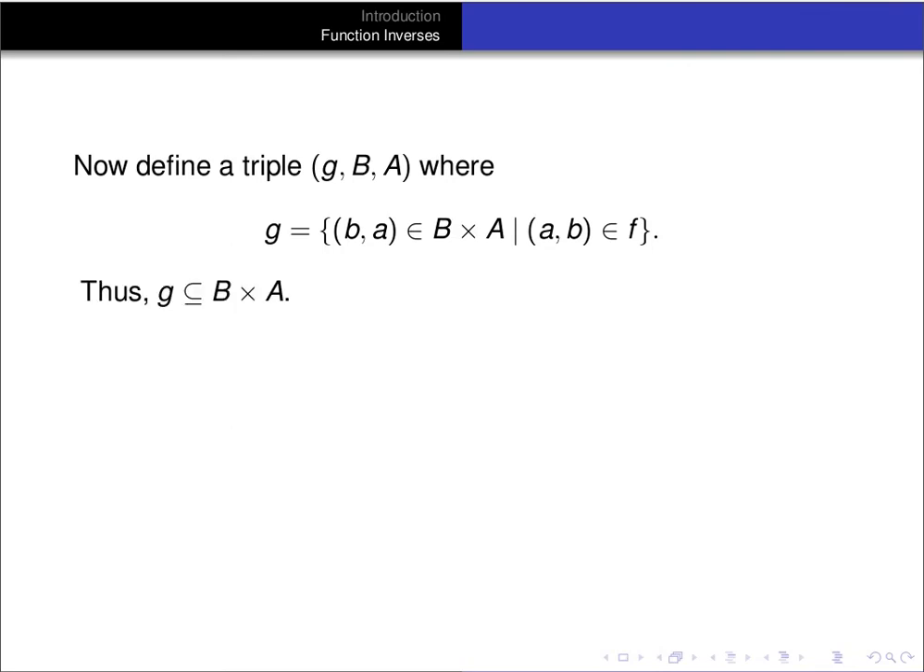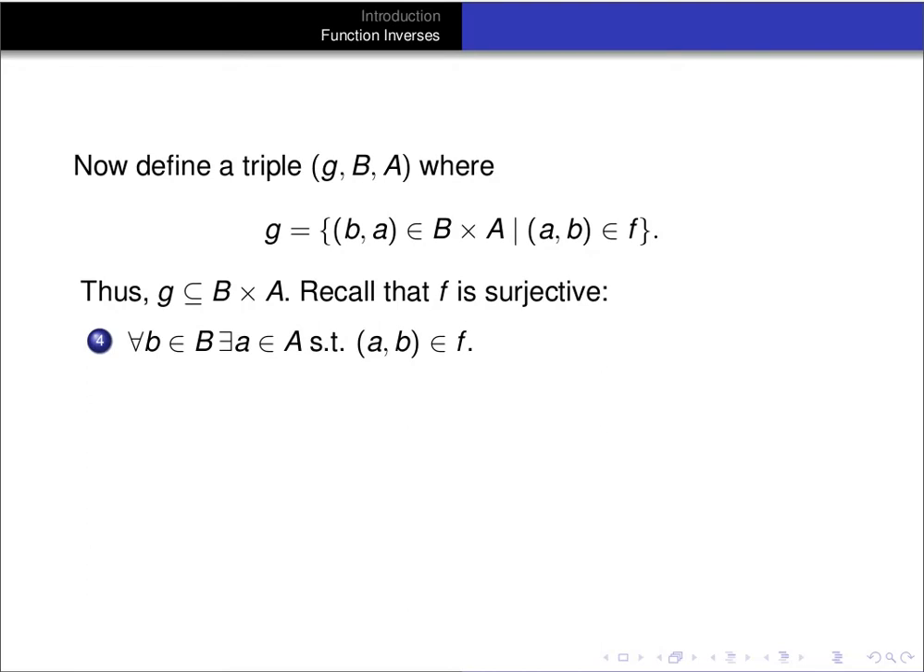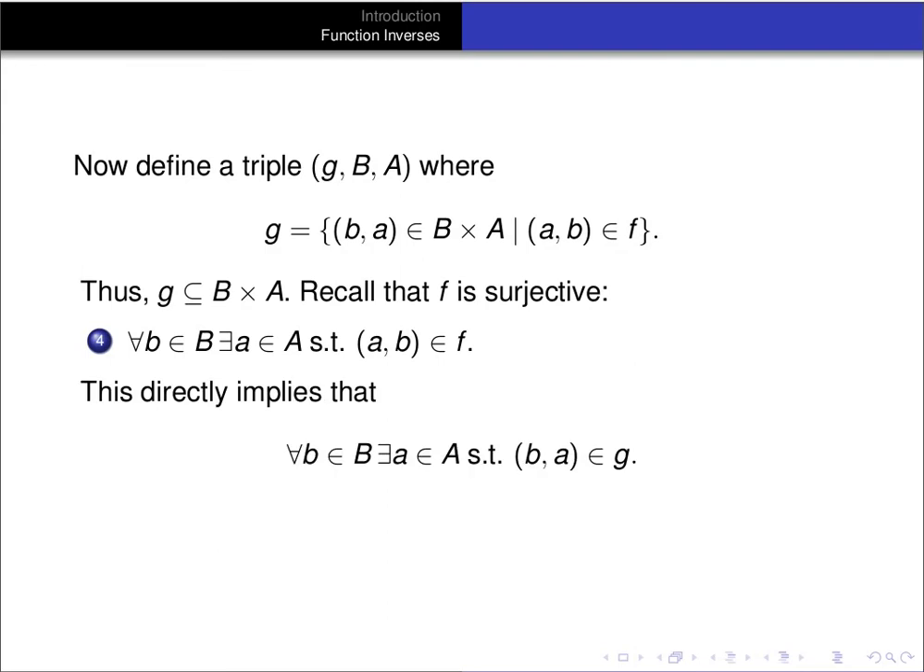Now, first of all, we know that G is a subset of the Cartesian product B cross A. Recall that we know F is a surjective function. So for all b in B, there's some a in A such that (a, b) is in F. Now if we rewrite that property in terms of G, we get for all b in B, there is some a in A so that (b, a) is in G. Okay, and that exactly says that the potential domain of G, which is B, is actually the domain. In other words, the domain of G is equal to B. All right.